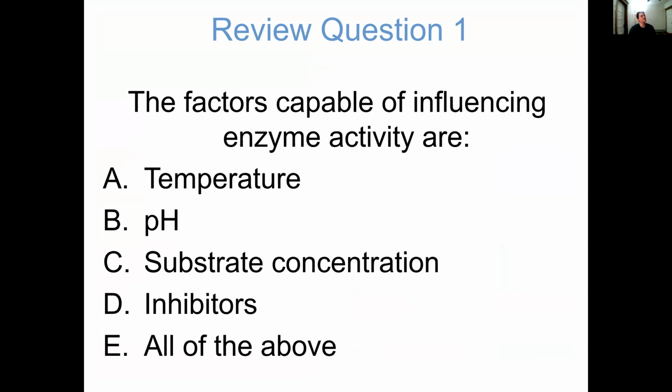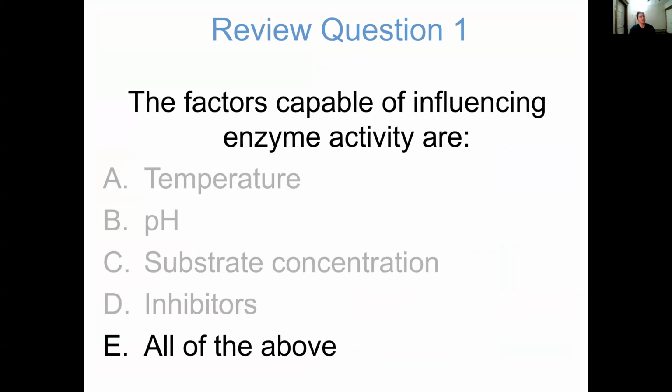Okay, let's do some review questions here. Review question 1: the factors capable of influencing enzyme activity are temperature, pH, substrate concentration, inhibitors, or all of the above. I'm going to give you guys about 5 seconds here. Okay, the answer, of course, here is all of the above.